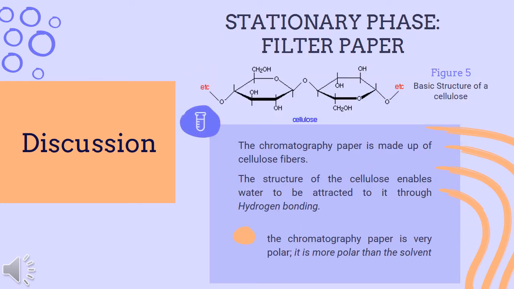The stationary phase, which is the filter paper or the chromatography paper, is made up of cellulose, which are polymers of the simple sugar glucose. The OH groups in the cellulose enable it to attract water molecules through hydrogen bonding, which is a strong type of dipole-dipole force. Because of this, paper is very polar. And although the solvent is also polar, it is less polar than the filter paper, which contains water droplets in its pores.